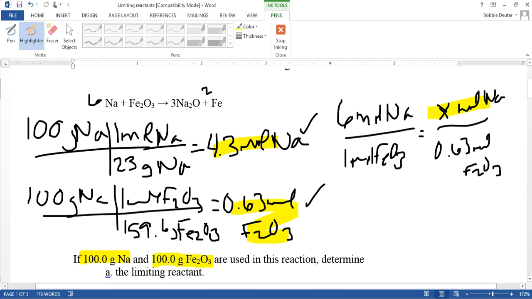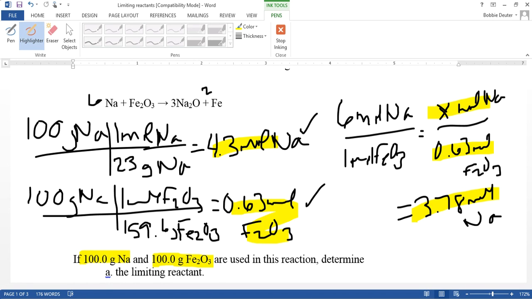The reason that we're solving for this X is we want to find out, do we have more moles of this or do we have less moles? So when we solve for X, X is going to be equal to 3.78 moles of sodium. So if we have 0.63 moles of iron oxide, we need 3.78 moles of sodium. That would be a perfect 6-to-1 ratio for this compound. However, if we look over here, what do we have? We have 4.3 moles of sodium. Well, obviously 4.3 is more than 3.78, and so sodium would be our excess.